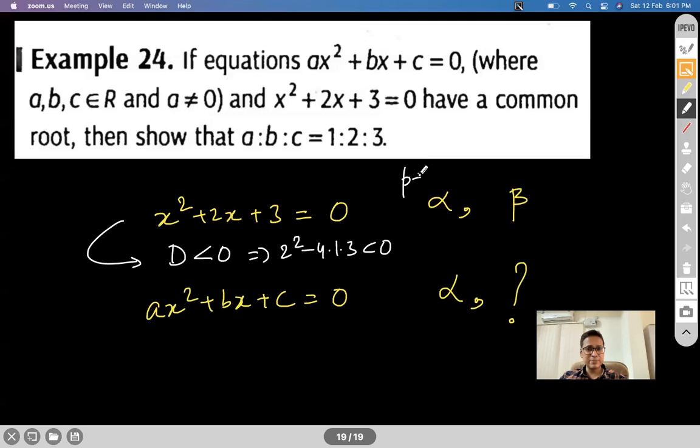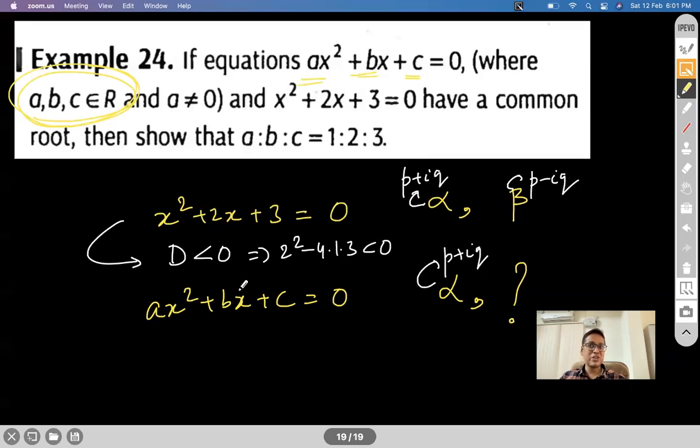Which means if this is P plus IQ, then this should have been P minus IQ, right? Yes or no? That means if this is P plus IQ, then can I do something about the other root? Because A, B, C are real numbers here. Look at the question. A, B, C are real numbers.